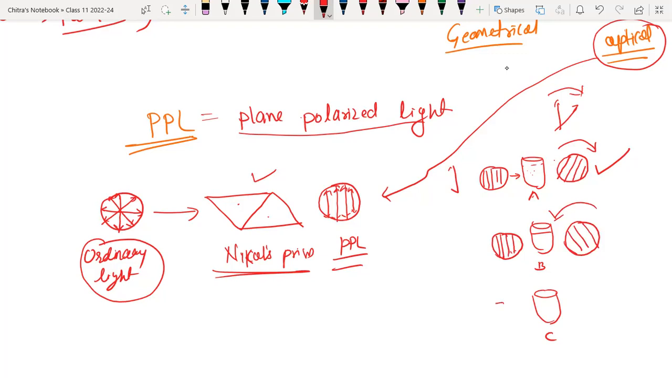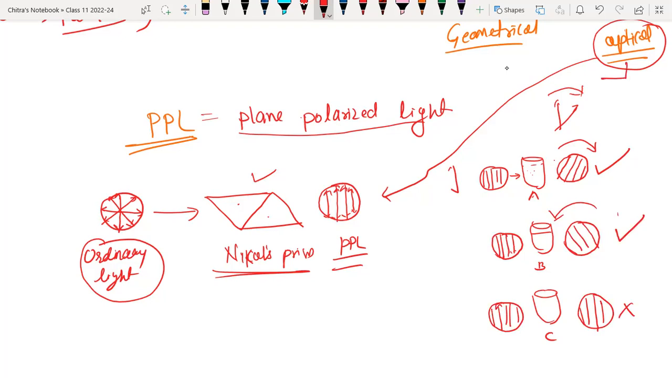Okay. And in the third case, suppose we have plane polarized light over here and we are passing it through the solution, but there is no change in the plane of the plane polarized light. So it is optically inactive. These two are optically active. Okay, so now we are going to understand optical isomers.